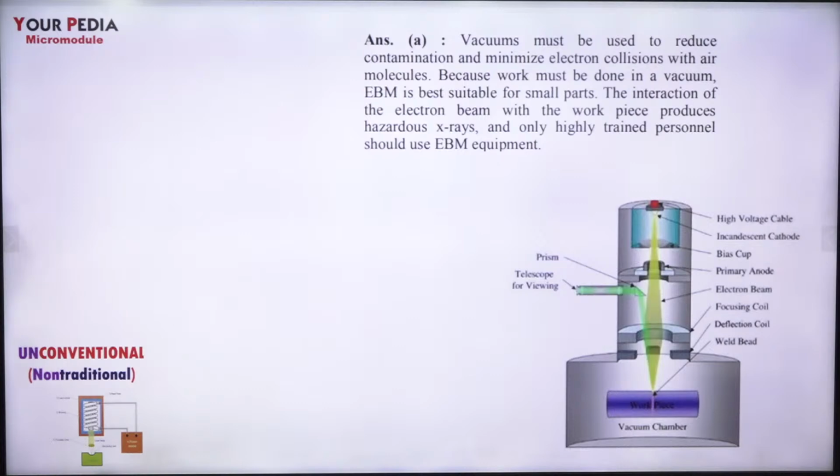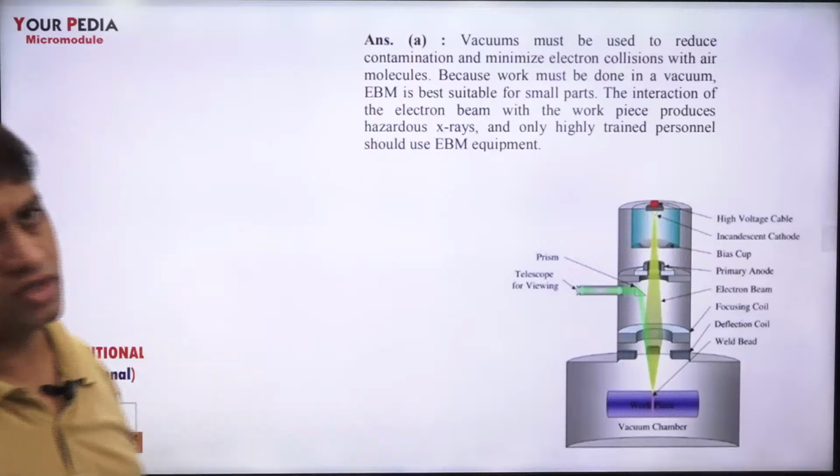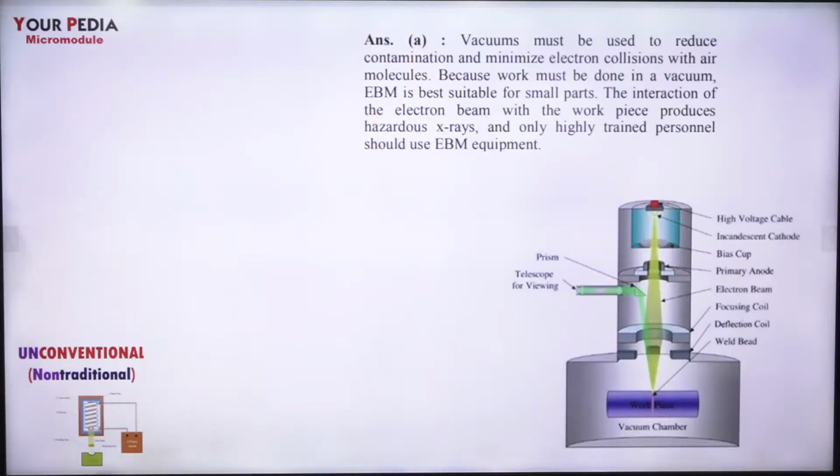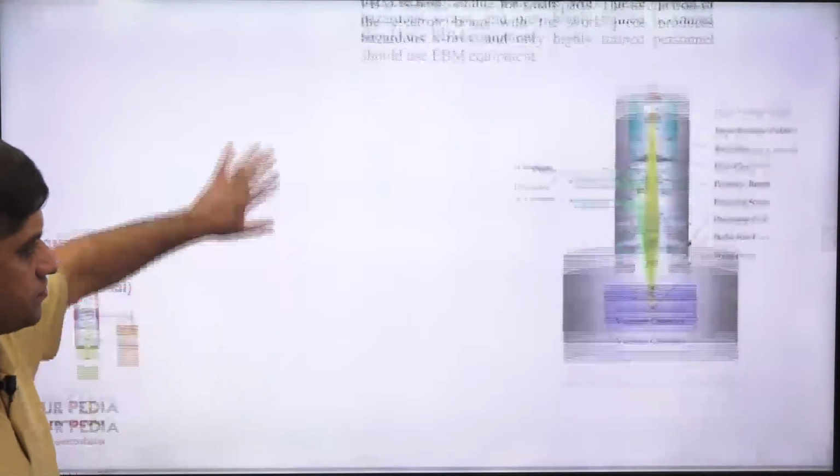A vacuum chamber is created in this. And why is that done? Because electrons should not collide with air molecules. So it is best suitable for small parts. Hazardous X-rays are formed in this particular case, so you need to be very well protected for this particular machining process, electron beam machining.